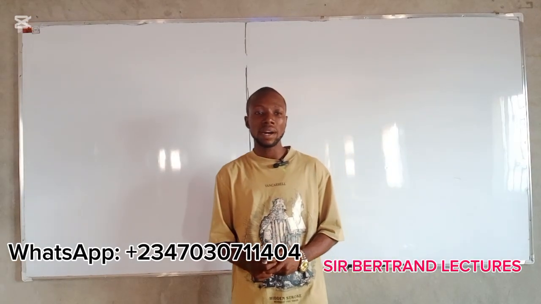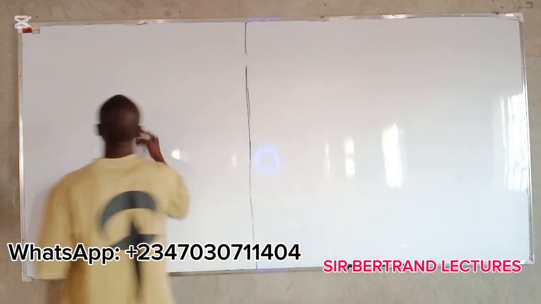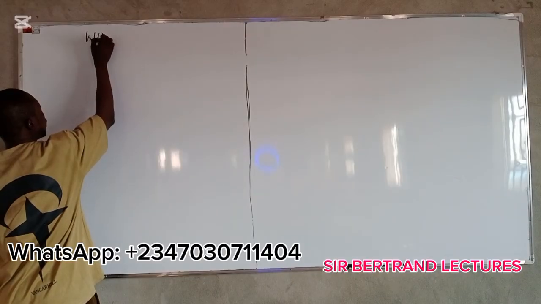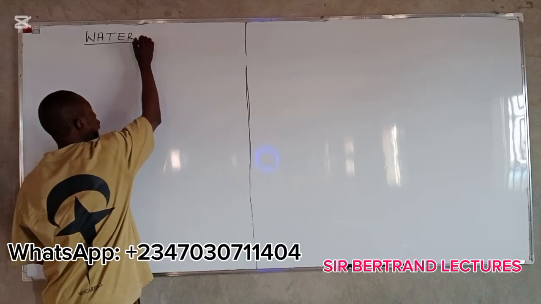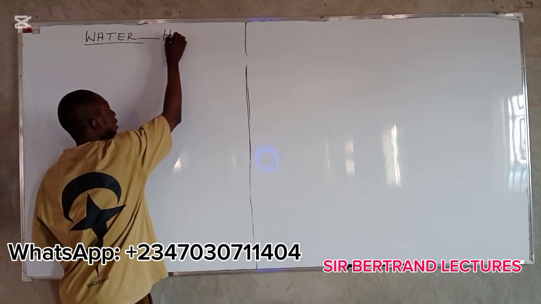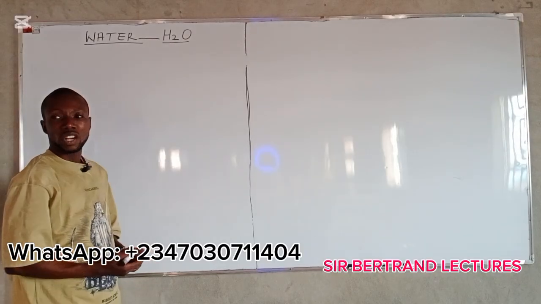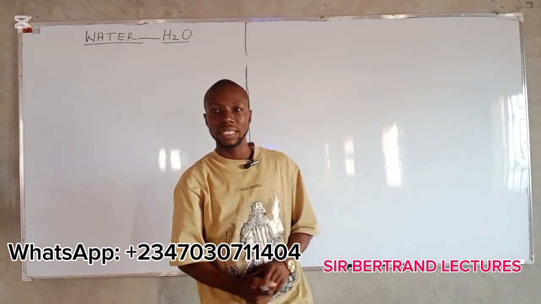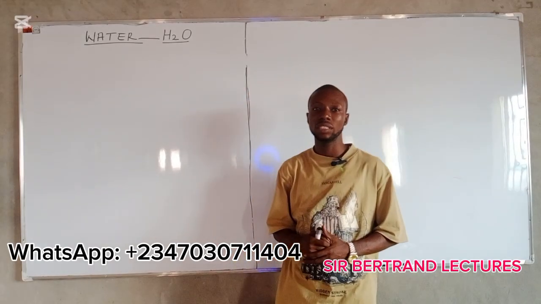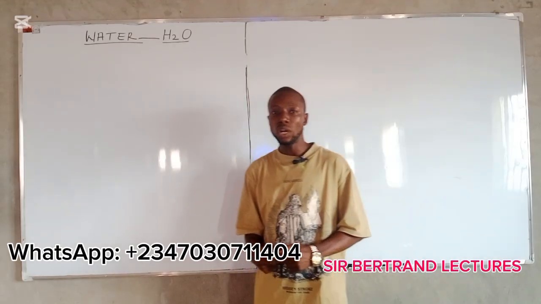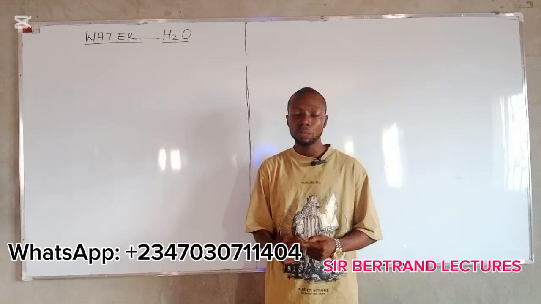Today, we are going to talk about a very interesting topic, which is water. All right? Water, as we know in chemistry, has the chemical formula H2O, which shows that water comprises two important elements in chemistry, which are hydrogen and oxygen. Okay? We are going to describe water based on its physical properties and its chemical properties.